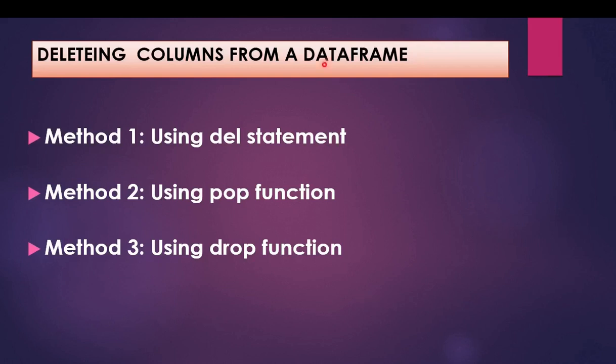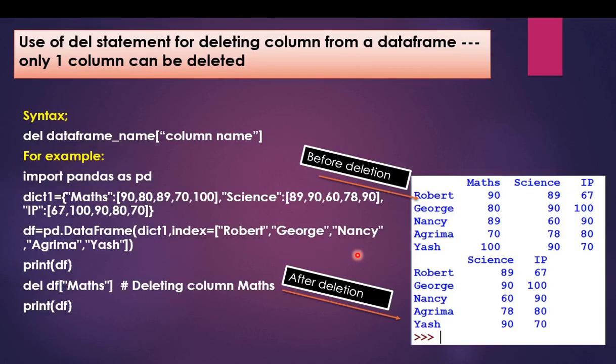Now let's see how to delete columns, and there are again three different methods. First is using the del statement, second is by using the pop function, and third is by using the drop function. Now let's see how the del statement works. The syntax is del data frame name inside square brackets column name. Remember one thing, that by using the del statement you can delete only one column at a time.